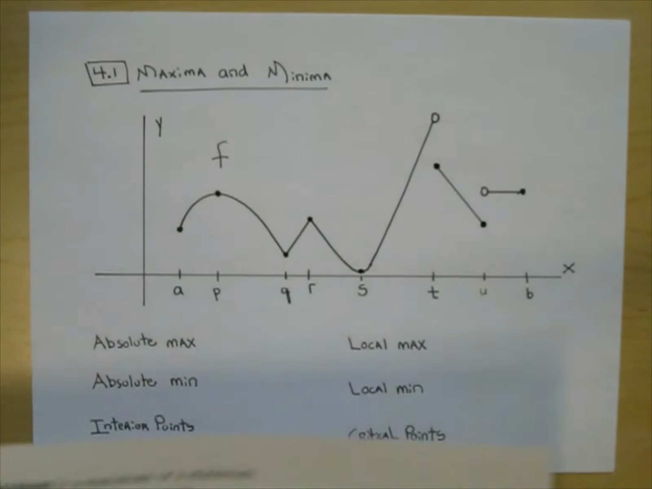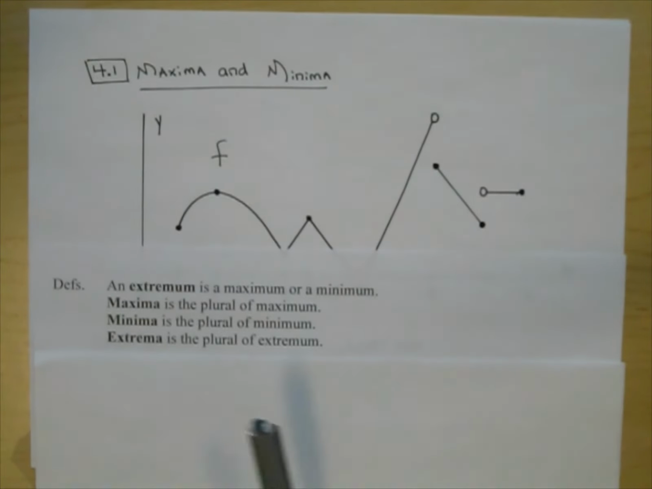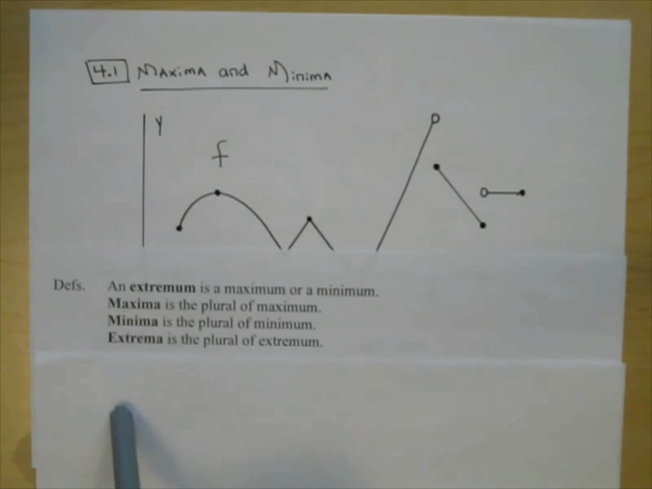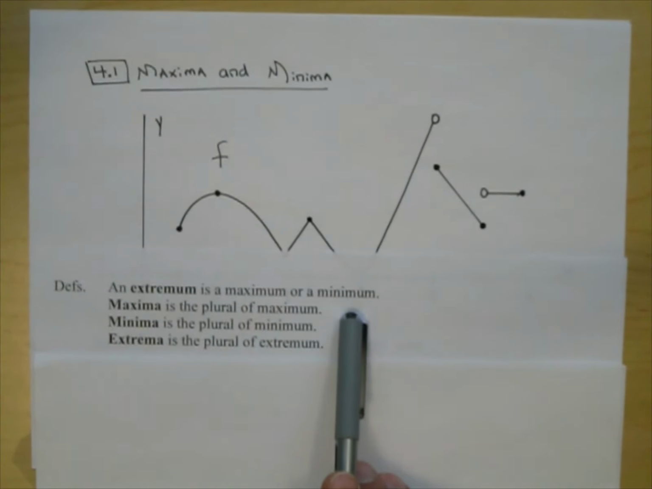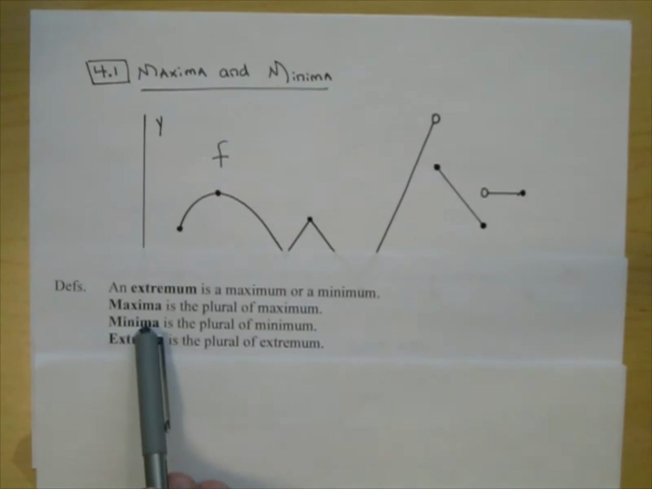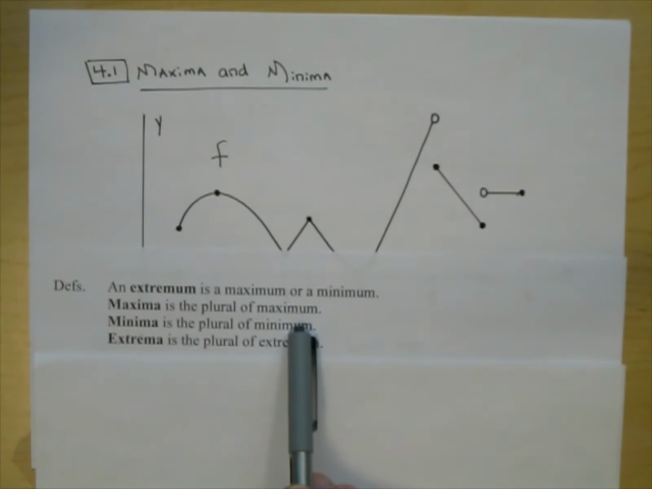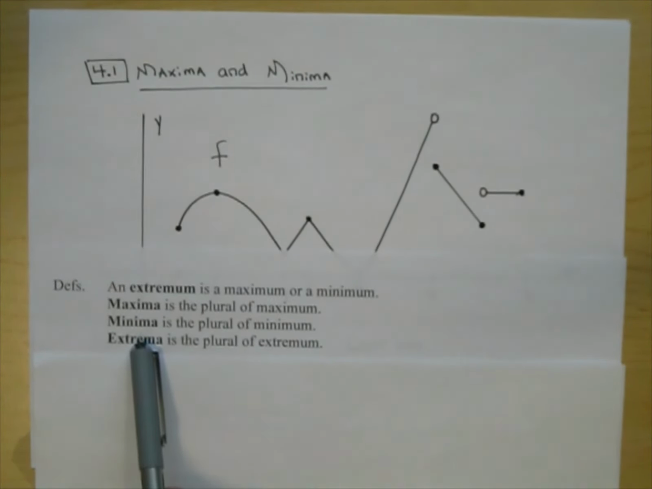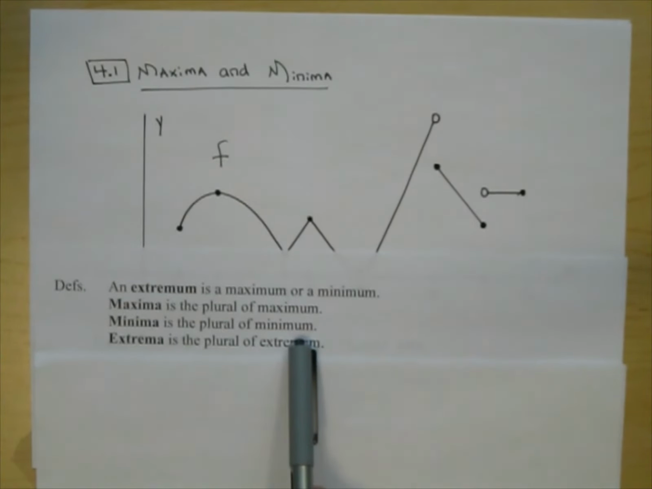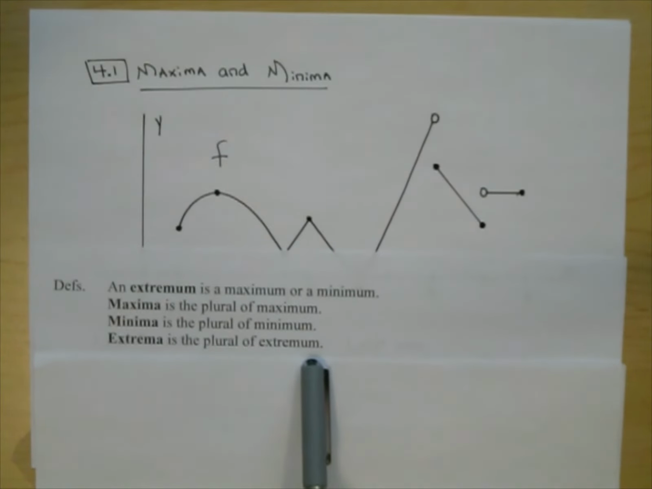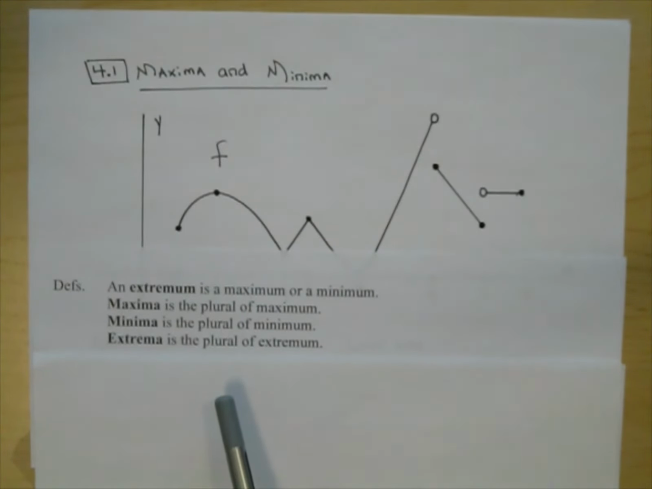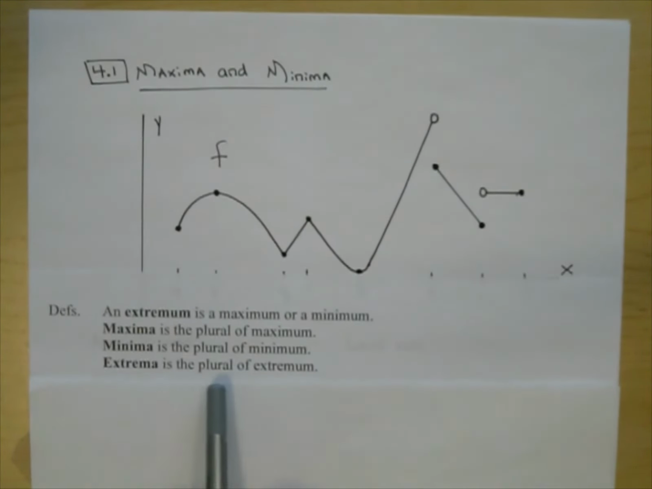So here's our first definition. A few definitions here. An extremum is a maximum or a minimum. Maxima is the plural of maximum. Minima is the plural of minimum. And extrema is the plural of extremum. So we're getting the vocabulary down. Lots of times I'll just call them mins and maxes. But these are the official words.